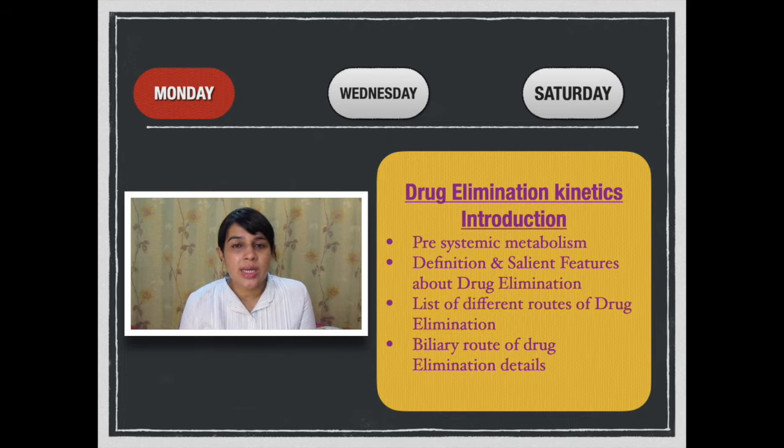After the first pass metabolism, I started with the introduction to the drug elimination kinetics. Now, once the drugs are converted to water-soluble metabolites, our body has a unique phenomenon of eliminating the drugs. Elimination is not similar to excretion. Elimination actually includes the two terms metabolism and excretion. The major routes of the elimination of drug are renal, fecal, alveolar, and biliary. While the minor routes are skin, sweat, hair, saliva, etc.